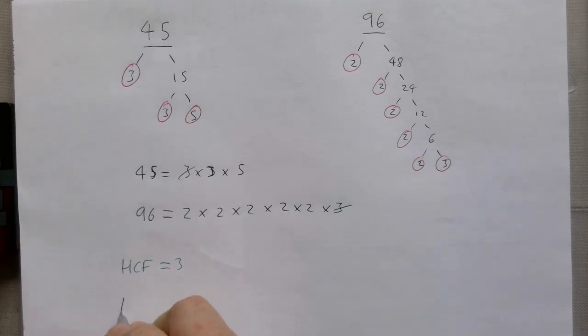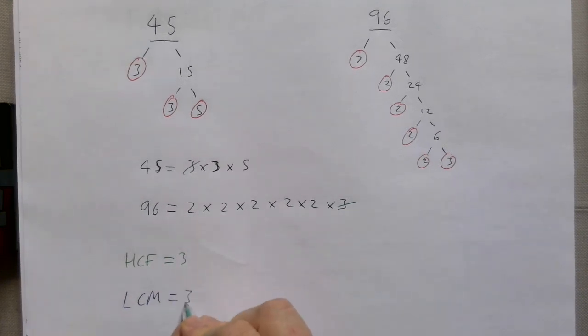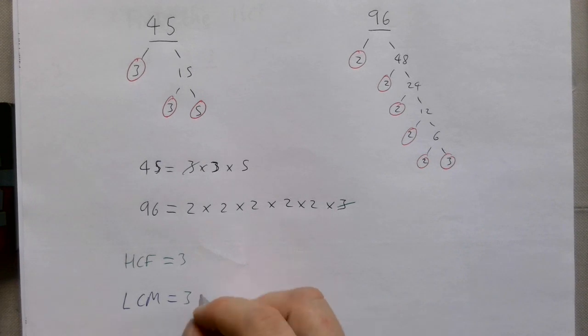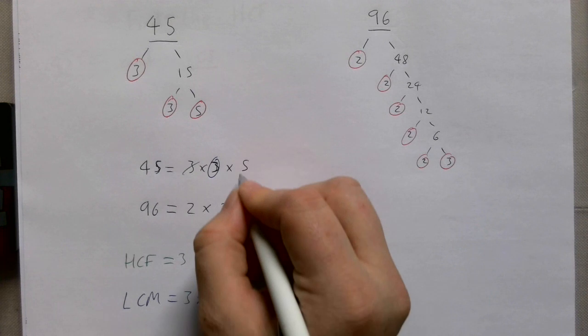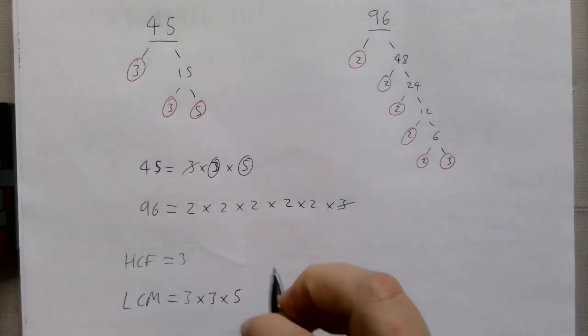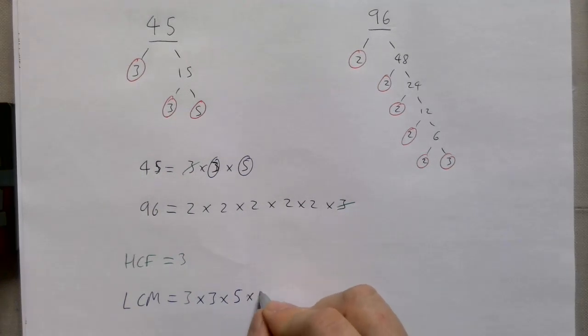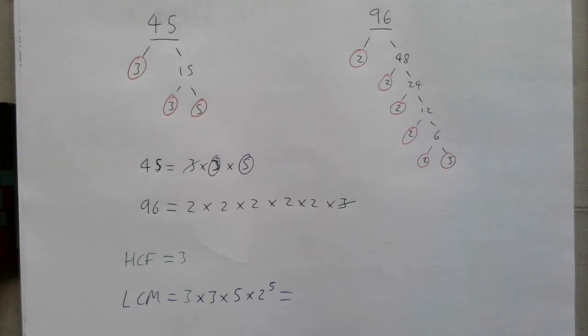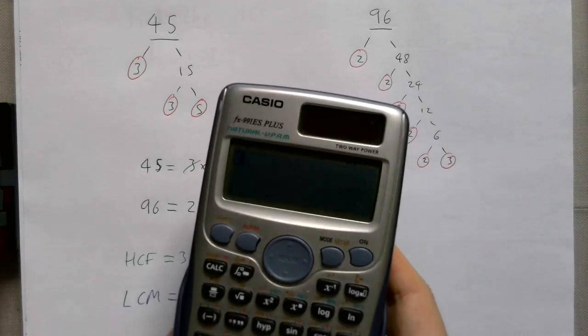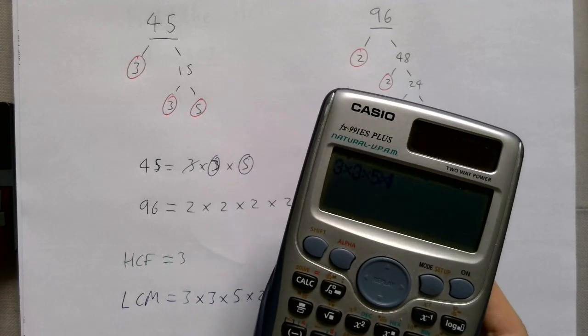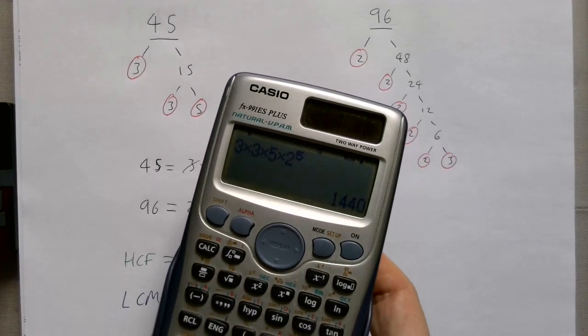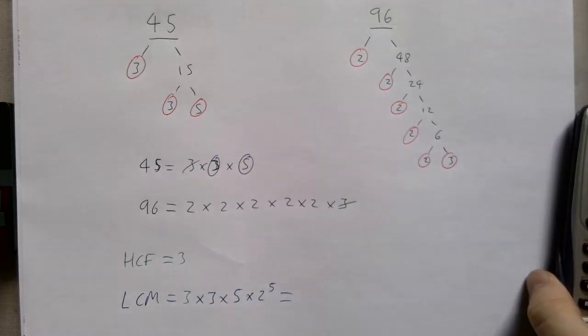So for the lowest common multiple, that's going to be equal to the 3, the highest common factor, multiplied by everything that's left. So we've got a 3, a 5, and then we've got 1, 2, 3, 4, 5 2's. So I'm just going to write that here as 2 to the power of 5, simplify it, and then put that in my calculator. So I've got 3 times 5 times 2 to the power of 5, and that gives me 1,440.